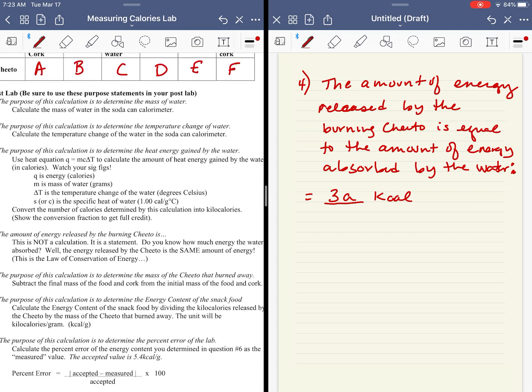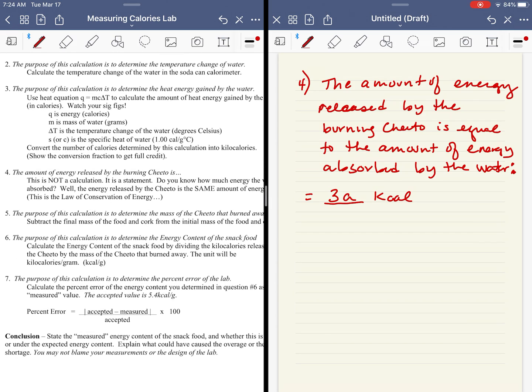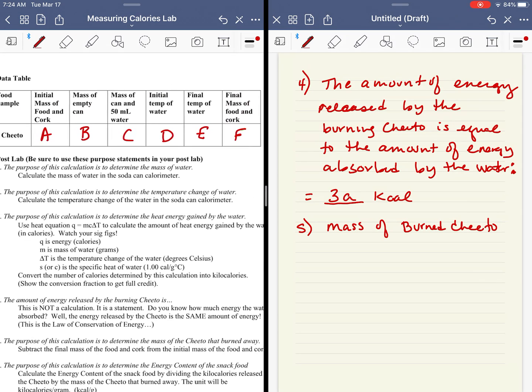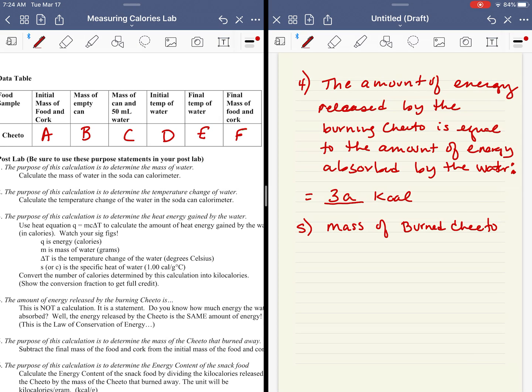All right, moving to question number 5. This is the mass of the burned Cheeto. So going back to our data table, this is essentially what you got in the original mass of the Cheeto in grams minus what was left over in data point F. Okay, so we're going to call that answer number 5, whatever you got for that burned Cheeto.